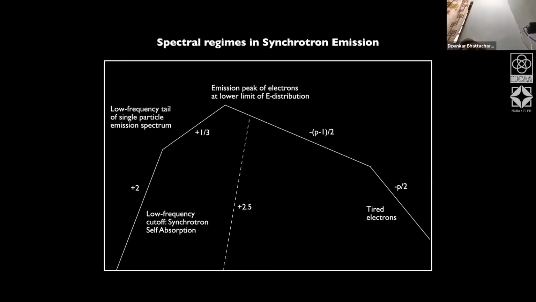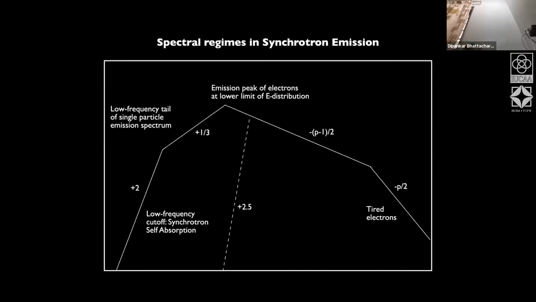And this frequency where the power law steepens is known as the break frequency or cooling frequency. If you are dealing with radio sources, you would often use this break to determine the age of a source, because as the age progresses, more and more electrons become tired, and this frequency keeps moving down in value.